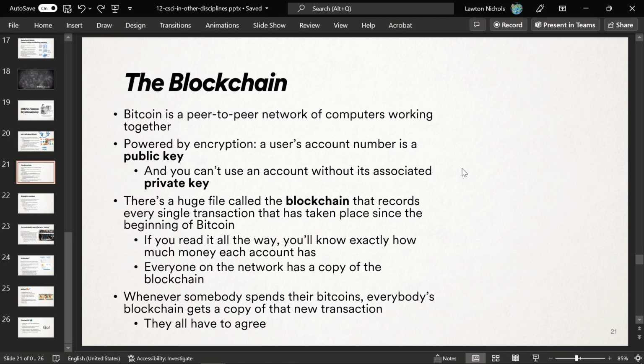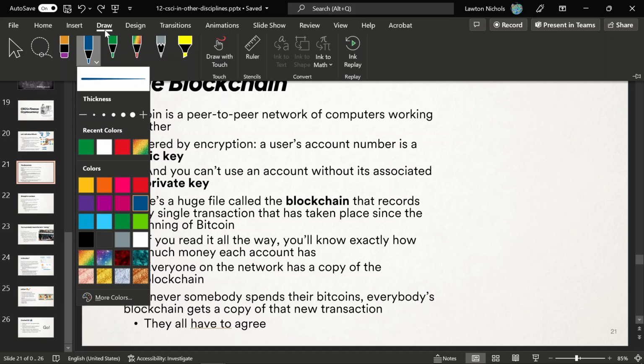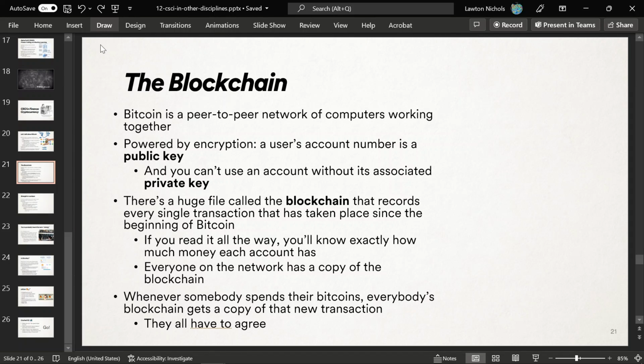So let's talk about the blockchain now. That's another key term about Bitcoin. So what is Bitcoin but a bunch of computers on the same network? It's kind of like peer-to-peer file sharing all over again. It's just money sharing, I guess. So it's a peer-to-peer network. Computers working together, talking together. It's all based around encryption.